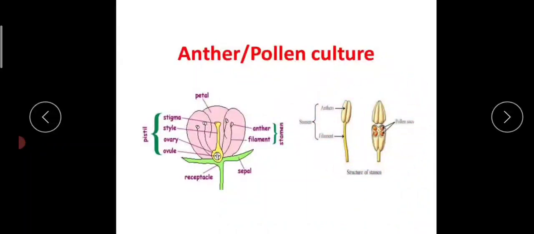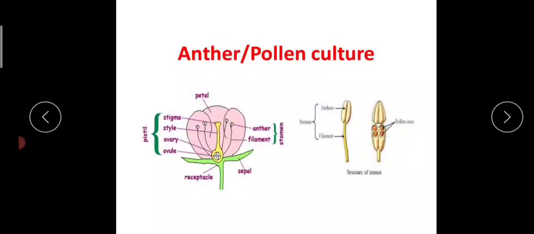So here we are culturing this anther or the pollen grains which are formed inside the anther. So here you can see the pollen grains. Pollen grains are found inside this anther lobes. So we can culture either the anther or we can culture the pollen grains. So these are cultured for developing haploid plants.